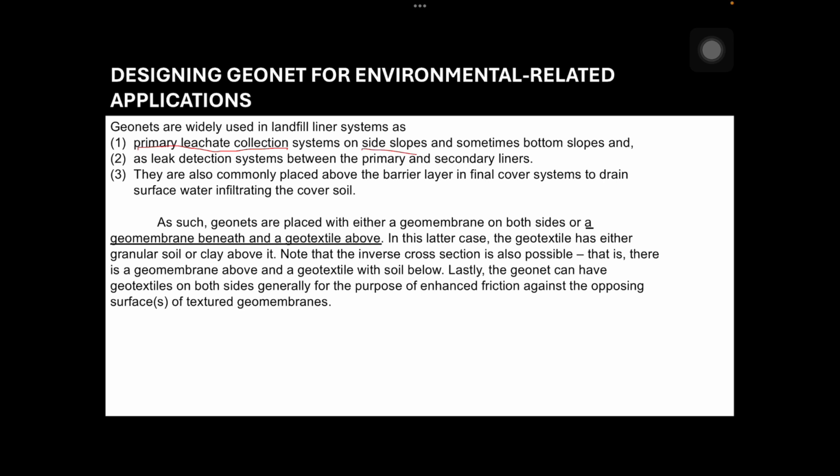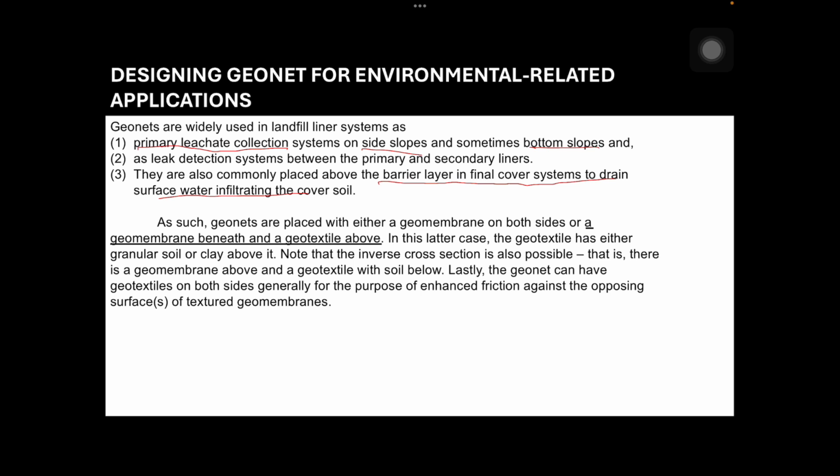And then pwede daw siya side or bottom slopes ng landfill. And then as leak detection system between the primary and secondary liners, and they can also be placed above barrier layer in final cover system to drain surface water infiltrating the cover soil. So, ito yung functions ni geonet kapag ginamit siya sa landfill.